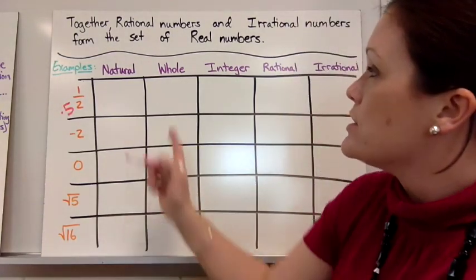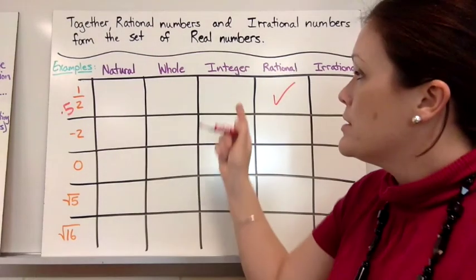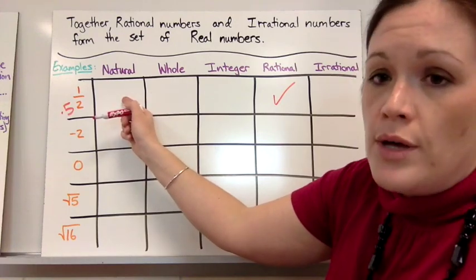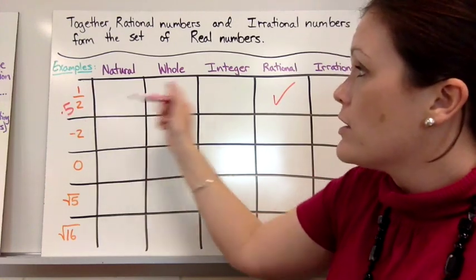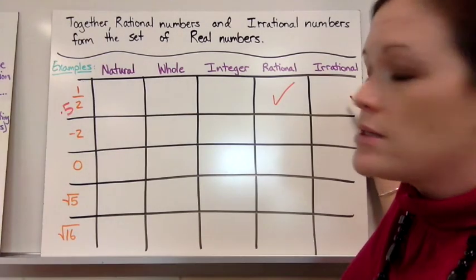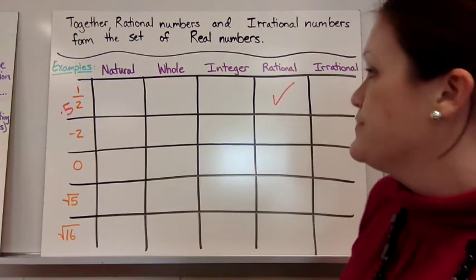So 1/2 is rational because it's definitely a fraction. But then it would not qualify as integer, whole, or natural because it's a fraction and they're not included in these categories. And it's certainly not irrational because it would make no sense for a number to be both rational and irrational. That's not possible.